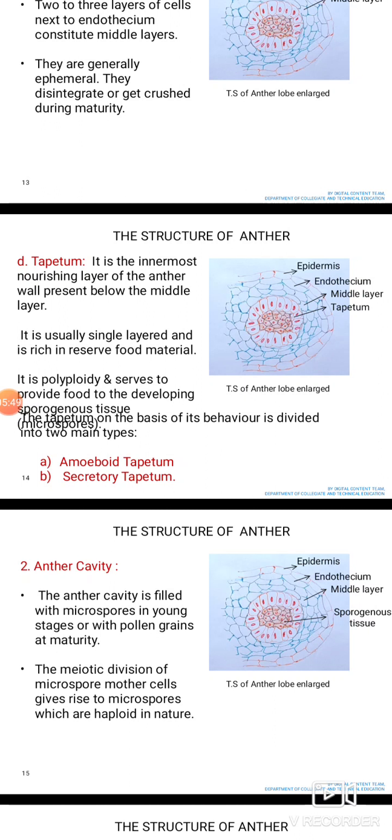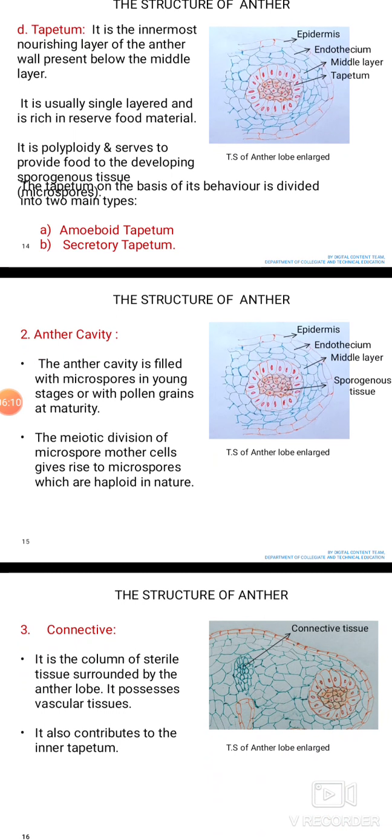Coming to the structure of the anther cavity. The anther cavity is filled with microspores in young stages or with pollen grains at maturity. The meiotic division of microspore mother cells gives rise to microspores which are haploid in nature. Third one is connective. It is a column of sterile tissue surrounded by the anther lobe. It possesses vascular tissue. It also contributes to the inner tapetum.